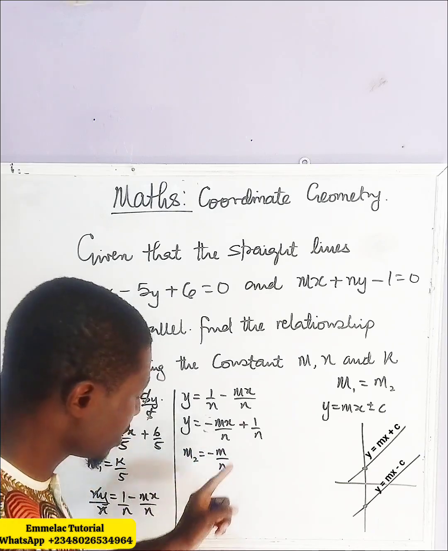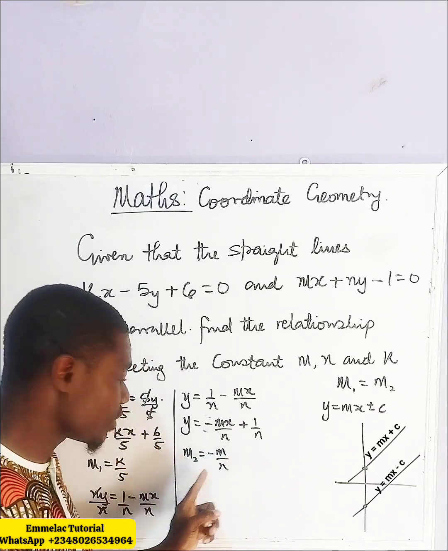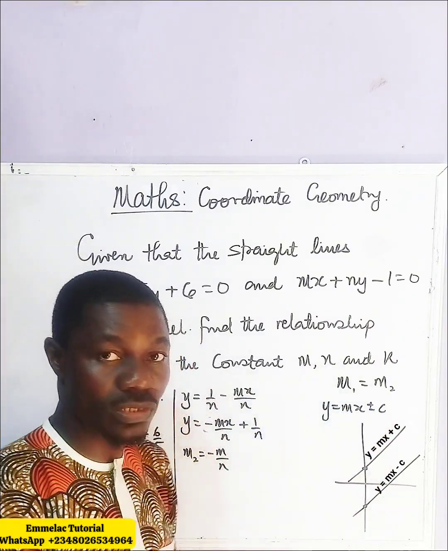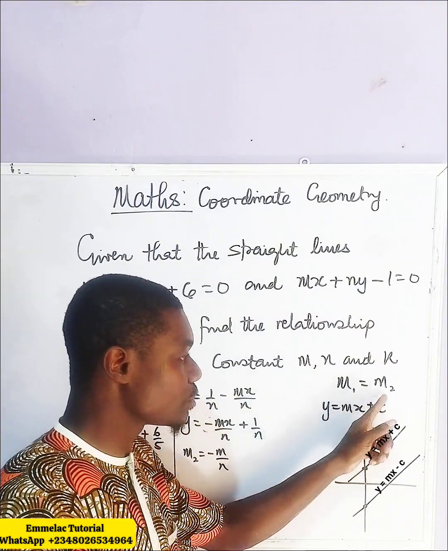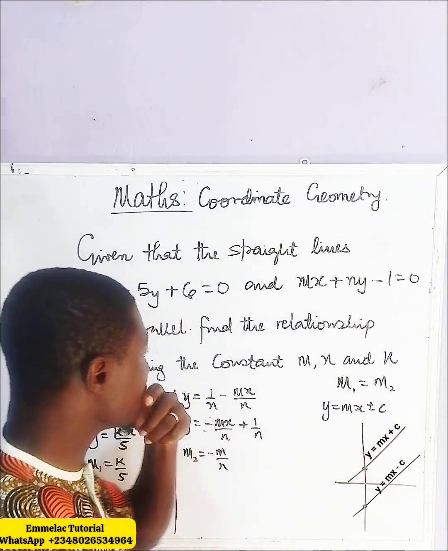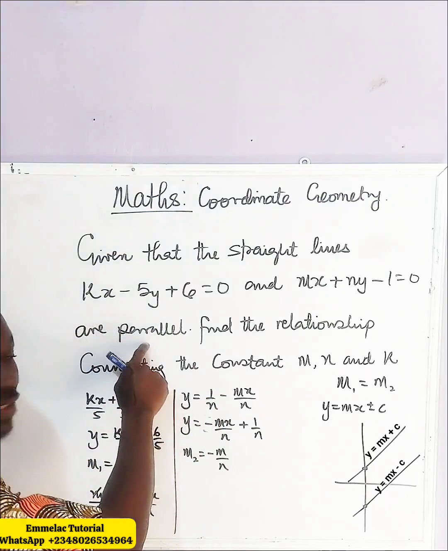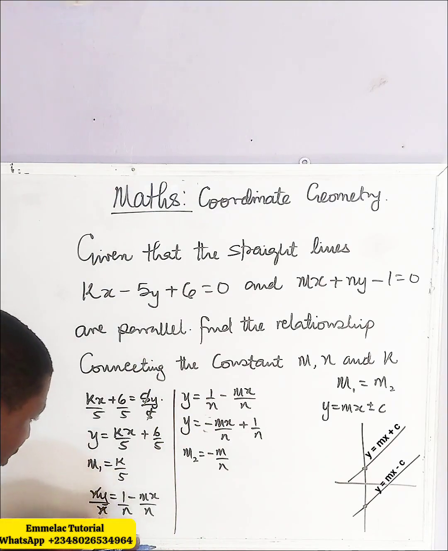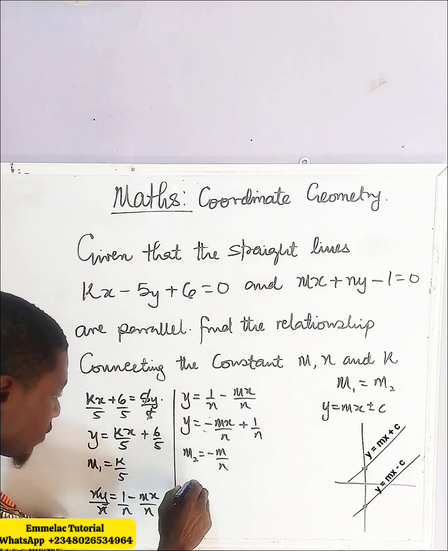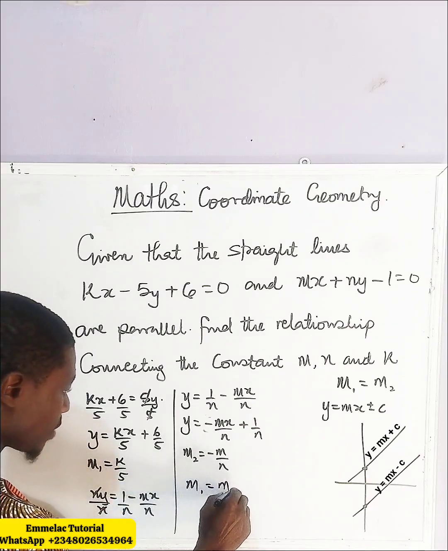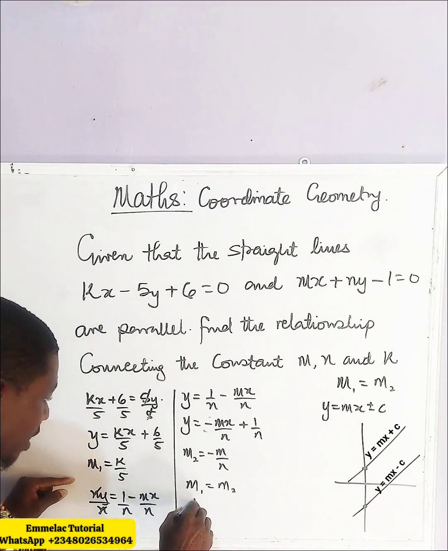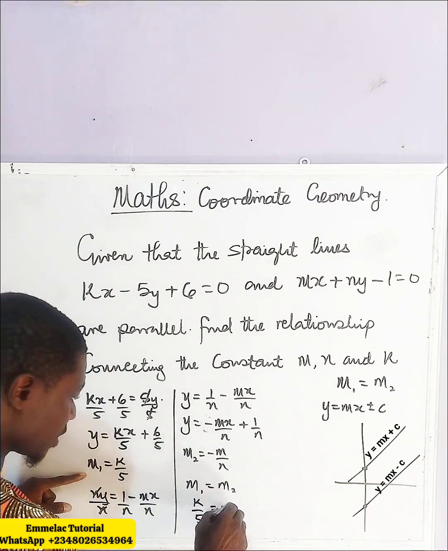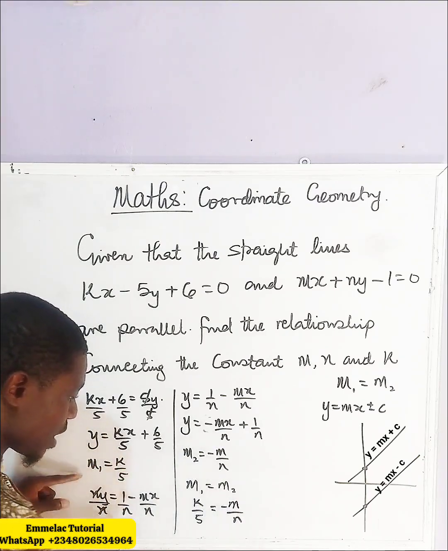Please let us not mistake this m here for the slope. Now, if m1 and m2 are equal to each other, it aligns with the parallel property. So here we have that this must be equal to this. If m1 must be equal to m2 for them to be parallel, it means k all over 5, which is m1, must be equal to negative m all over n.